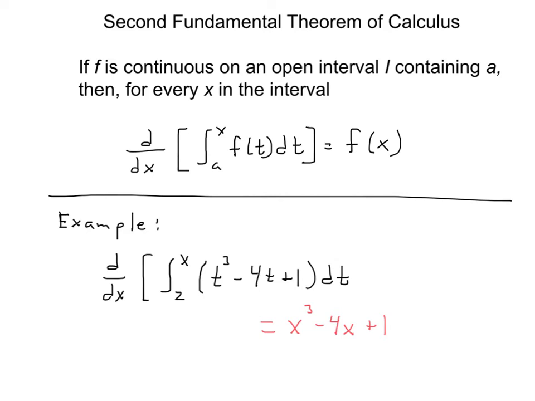For example, we're going to take the derivative with respect to x of the integral from 2 to x of t cubed minus 4t plus 1 dt. And what the second fundamental theorem of calculus says is that when I integrate that, then take the derivative, all that's going to change is the variable. I'm going to get x cubed minus 4x plus 1.